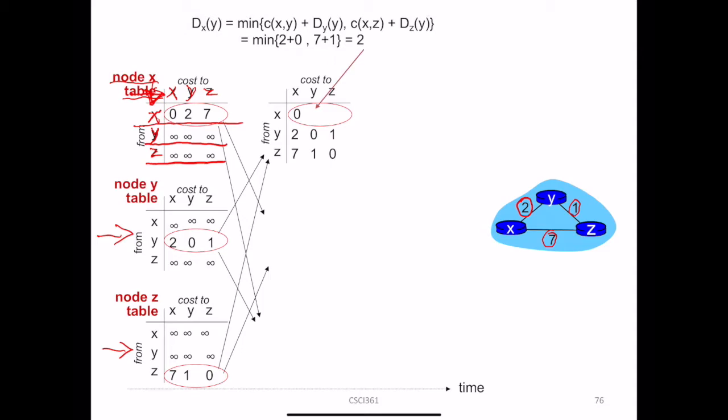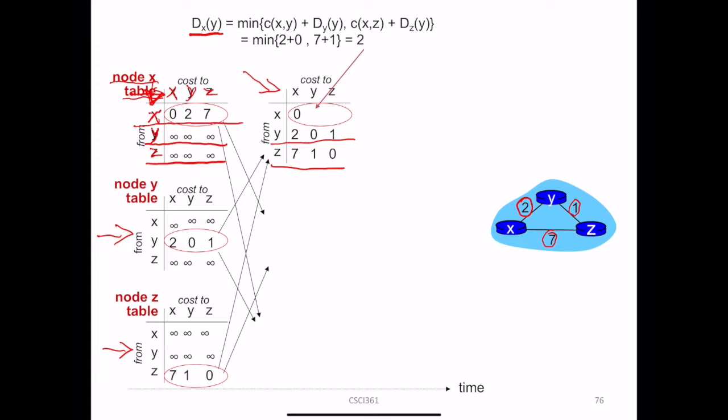After they send it to each other, first let's focus on node X. Let's see this table. After node X receives the distance vector from Y and Z, it will do a recalculation. The recalculation is based on the Bellman-Ford equation, which is this one. First, let's see how X calculates the estimated least path cost from X to Y.